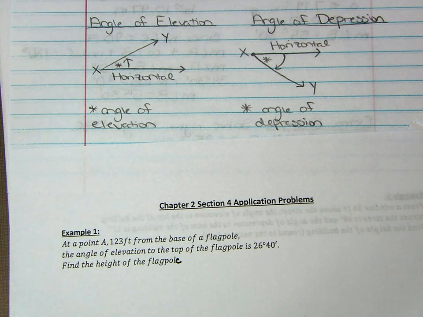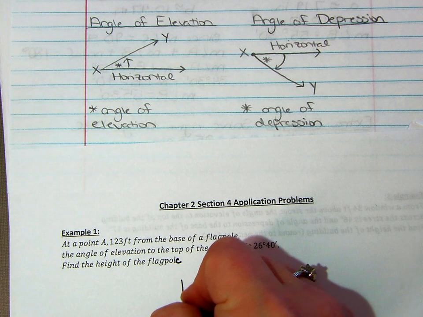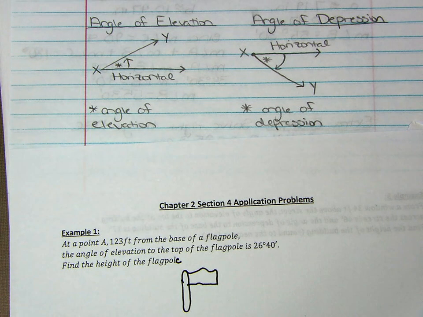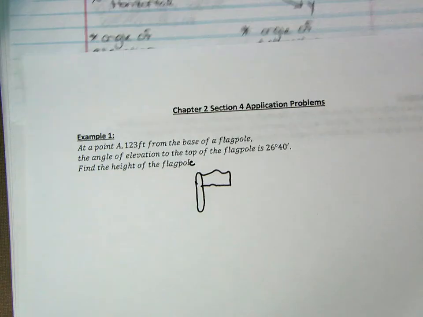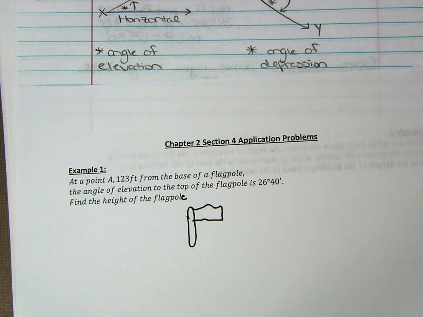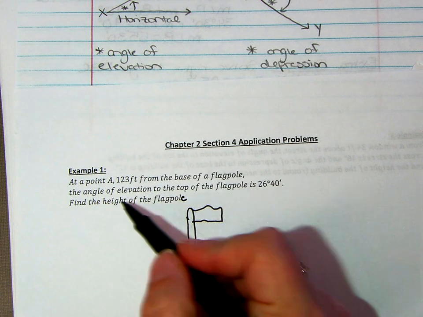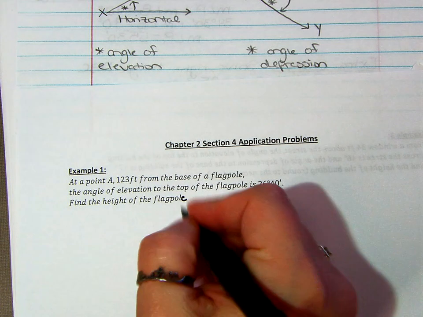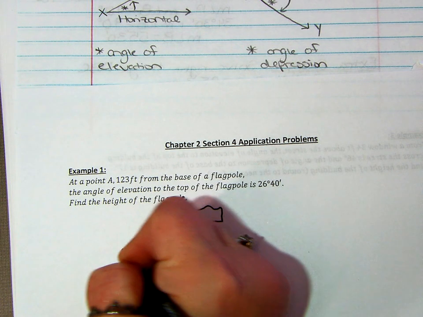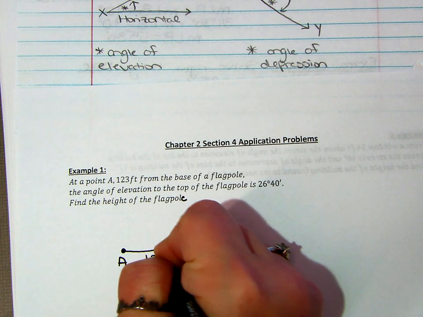Okay, so we have a flagpole. I'm going to draw a flagpole. There's our flag. Beautiful flag, you know, because that's how we do it. So there's my flagpole. And the problem states that at a point A, 123 feet from the base of the flagpole. So here's the base of the flagpole. So I'm going to come out here to point A, which is 123 feet from that flagpole.